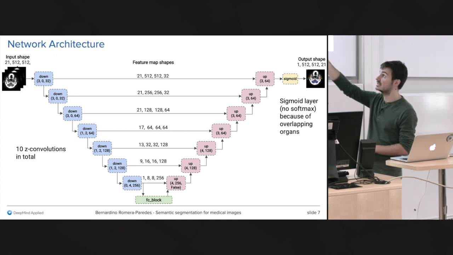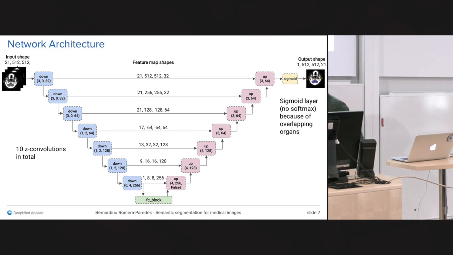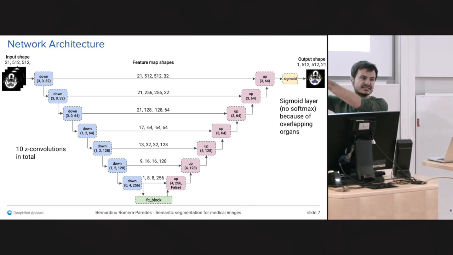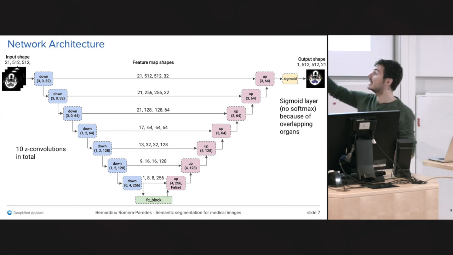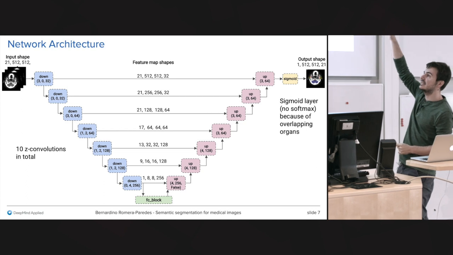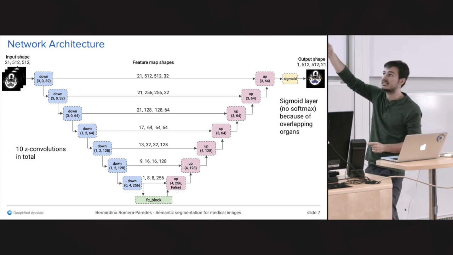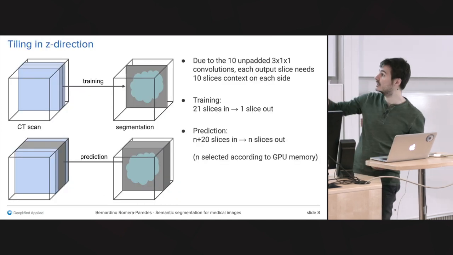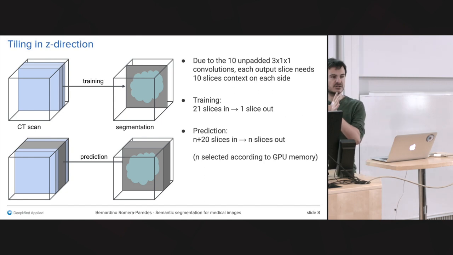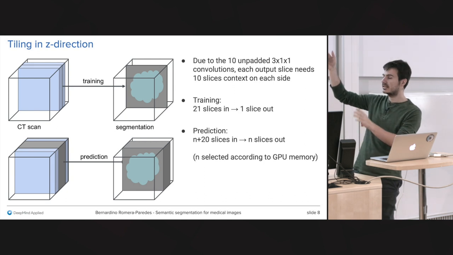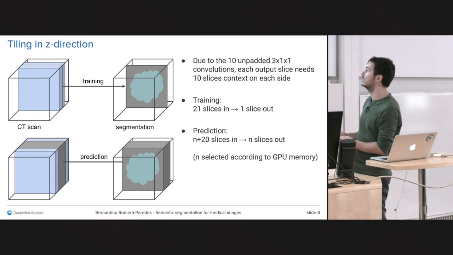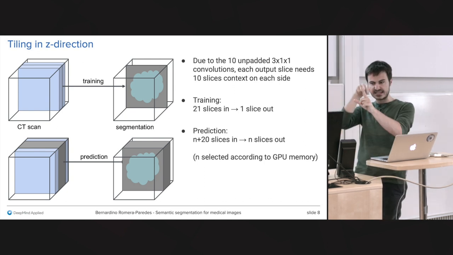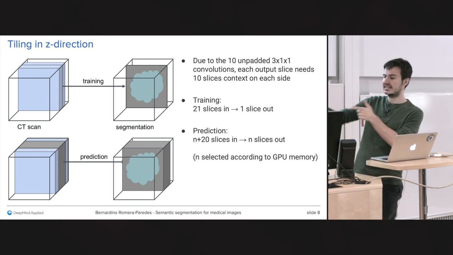So in practice, what we do is consider just a small number of slices, in this case 21, instead of the whole set of slices, which I think was actually 136. And then we only produce as an output one slice, which is the prediction of the central slice. This is done because we have convolutions in the slice dimension. We have 10 of them, so that they keep reducing the context, keep reducing the size of the features in that dimension.